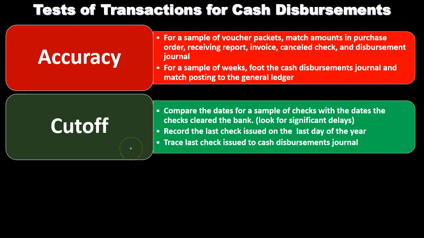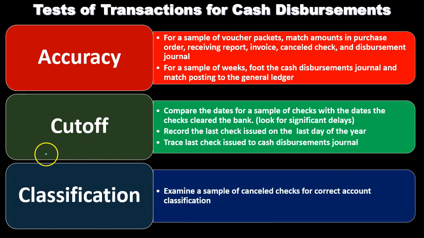Record the last check issued on the last day of the year. So we want to consider that last check that's going to be issued. Take a look at it. Trace the last check issued to the cash disbursement journal. So we're going to take that last check that was issued and trace it back as a form of cutoff testing. Classification: examine a sample of canceled checks for the correct account classification.